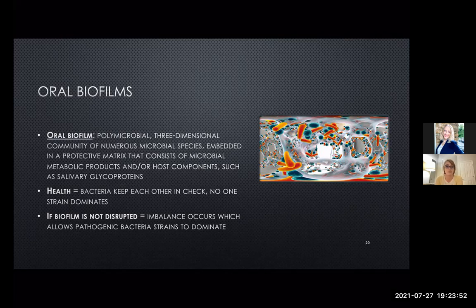from the surrounding environment. So in health, remember that equilibrium we talked about. The bacteria is in balance with the host response. There is not enough bacteria to overload the host response. Now, if the biofilm is not disrupted, if we're not moving that biofilm off of the teeth, we start to see the imbalance. This is where pathogenic strains of bacteria come in. They start to dominate the environment, and we just have tons of issues.